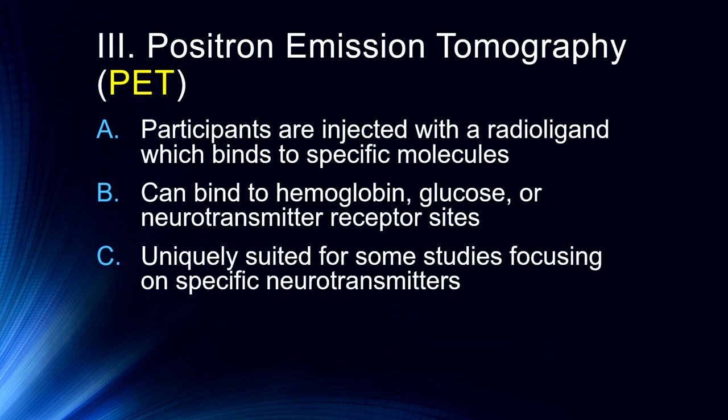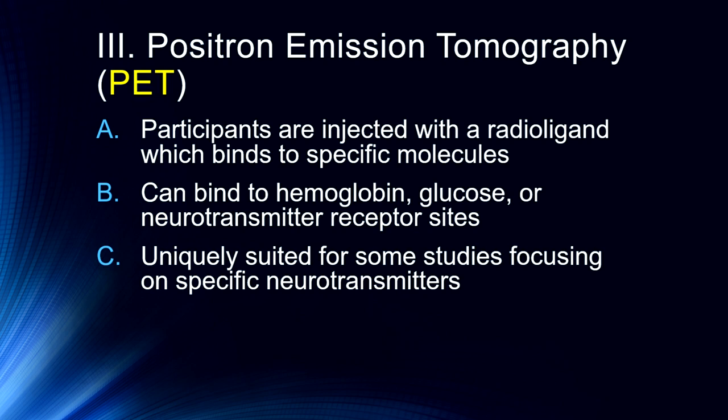But it's also uniquely suited for some studies focusing on specific neurotransmitters, and we'll also see magnetic spectroscopy is also useful in this realm as well. But in particular, PET scans are useful for binding to neurotransmitter receptor sites. So we can actually look within a living brain, or in vivo as we say, where in the brain those specific neurotransmitter systems are located, and also see whether across different participant populations there are different distributions of those neurotransmitter systems.